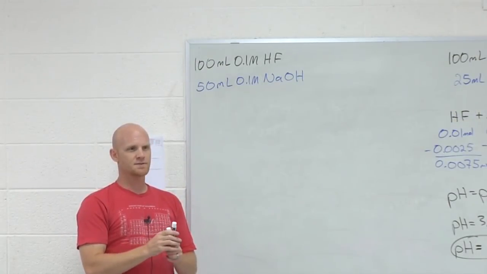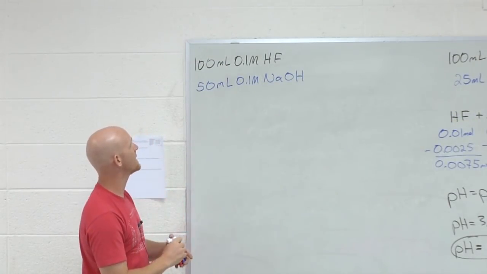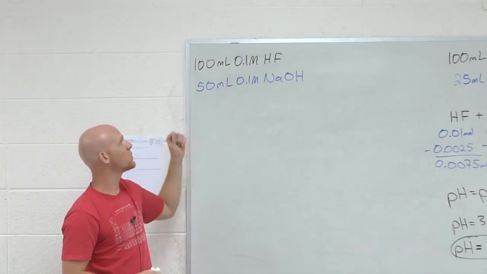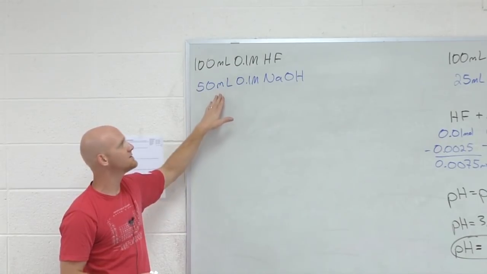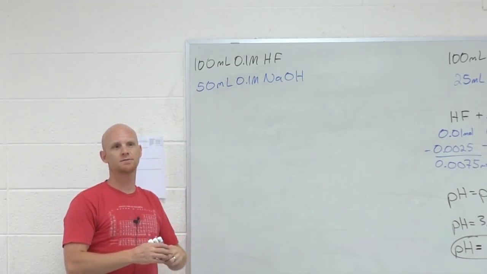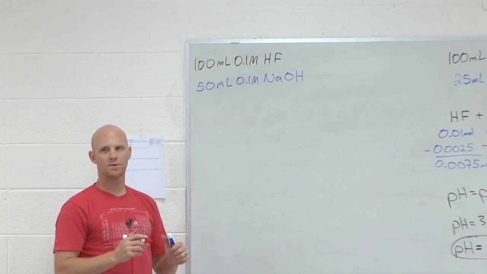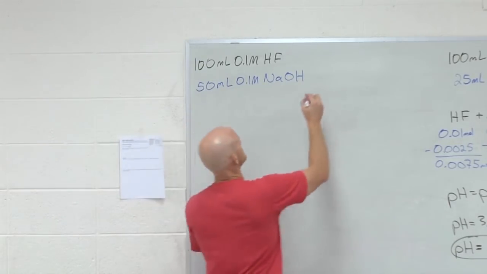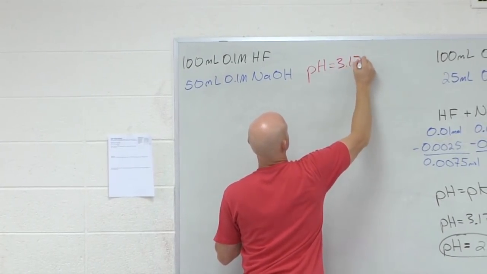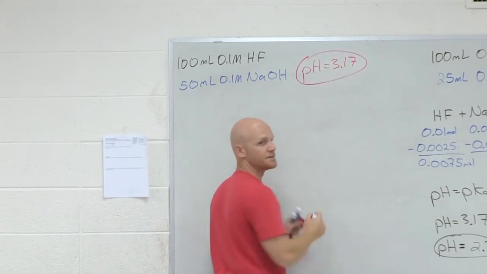You guys ready for the next one? Okay, so we have 100 milliliters now of 0.1 molar HF, again, that we started with. But now instead of 25 milliliters, we've added 50 milliliters of 0.1 molar NaOH. You guys want to see how we do this one?